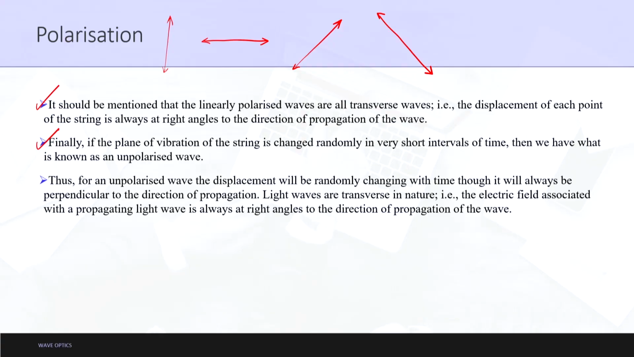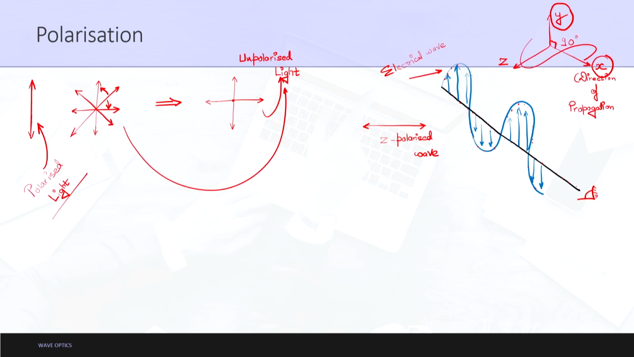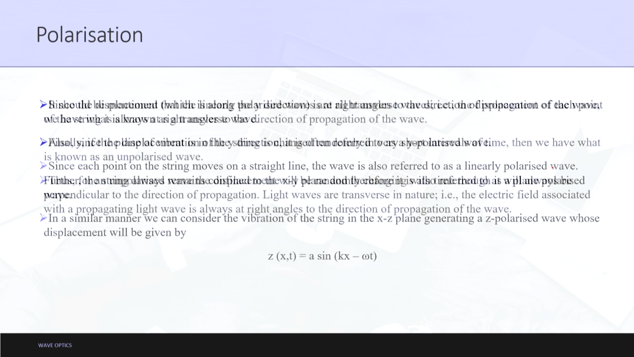Light waves are transverse in nature, quite evident, that is, the electric field associated with the propagating light wave is always at right angles to the direction of propagation of the wave. This is the simple concept which I already explained using this diagram here, that the electric field is always perpendicular to the direction of propagation. So let me stop it here only.